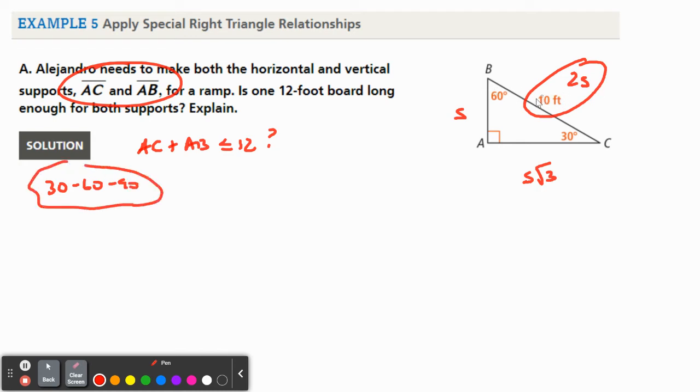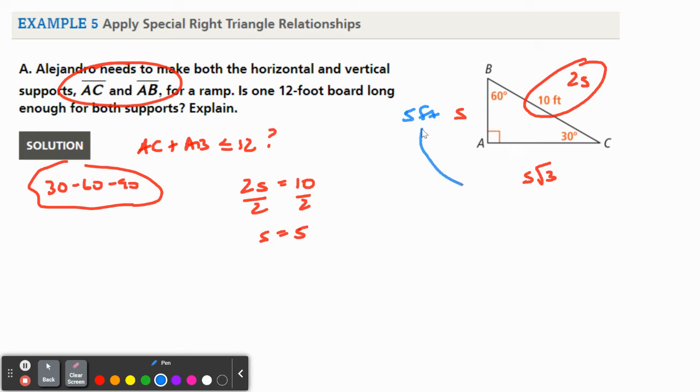So you are given that the hypotenuse is equal to 10. So we can use that hypotenuse to find the short leg. We know that the hypotenuse is 2s. That's equal to 10. If we divide this by 2, we get the value of s. S is 5. We now know that the short leg is 5. We know that this is 5 feet.